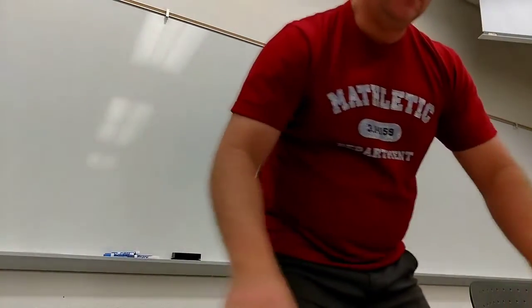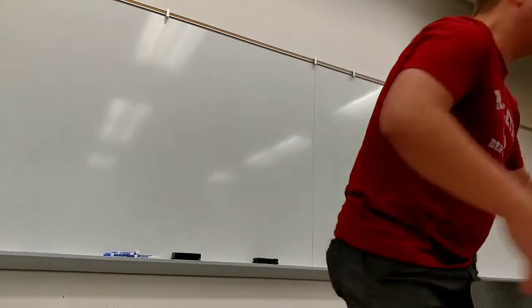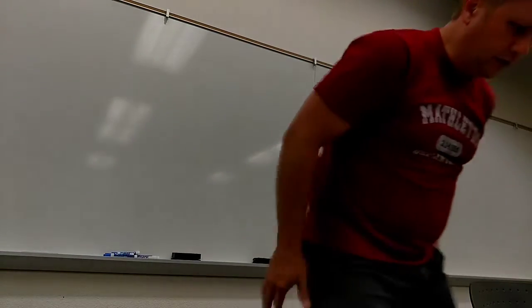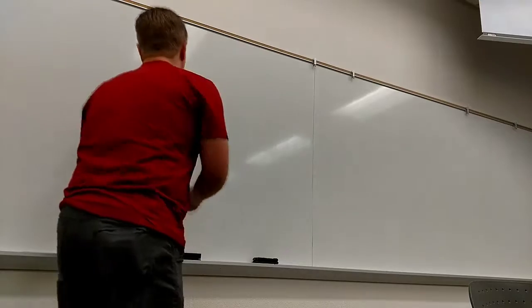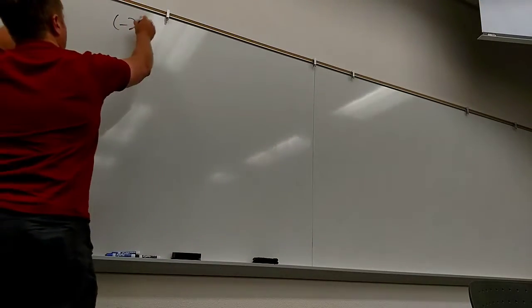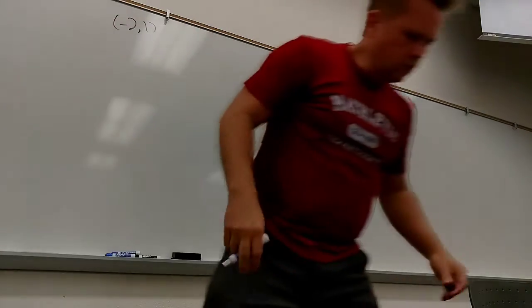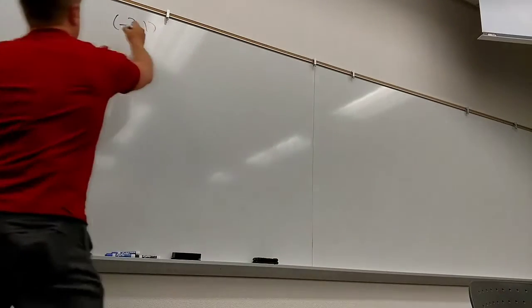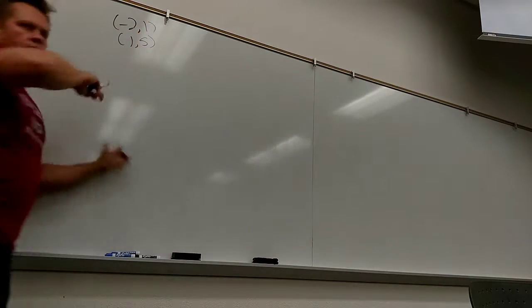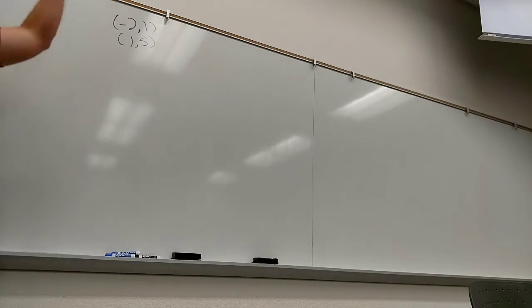All right, so they give you 2 points. Let's review lines a little bit since we got this question. Number 14, they give you (-2, 1) and (1, 5), and they ask you to find the equation of the line through those 2 points.